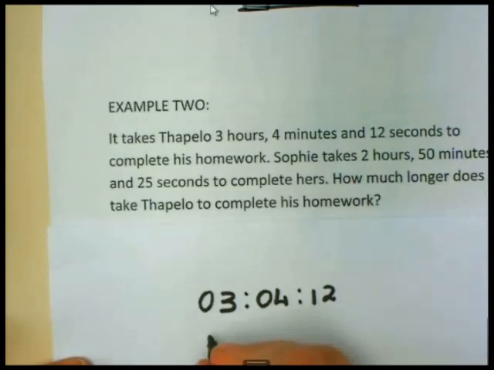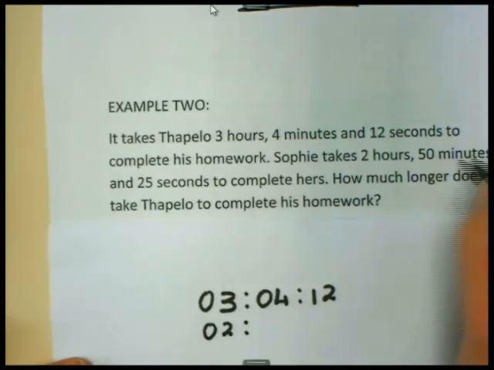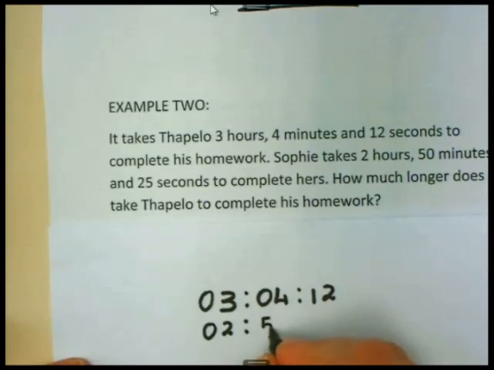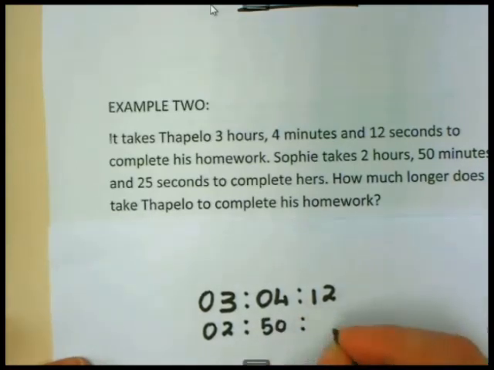Now I can write the shorter time right below it. Sophie takes 2 hours, which I can write as 2. 50 minutes. Can you see why it was important to write 04? Because my 50 has 2 digits. It is just better to see that the 4 is smaller than the 50. And then finally, 25 seconds.